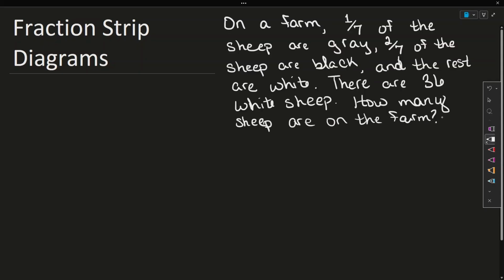On a farm, 1/7 of the sheep are gray, 2/7 of the sheep are black, and the rest of the sheep are white. There are a total of 36 white sheep. How many sheep in all are on the farm?